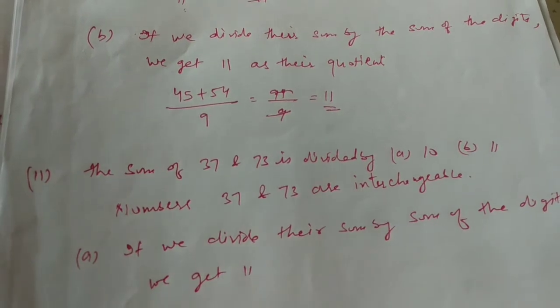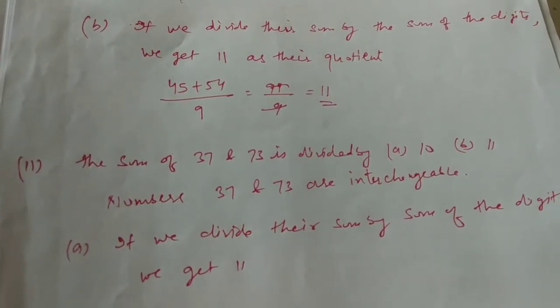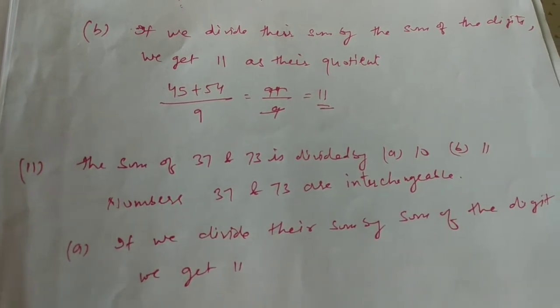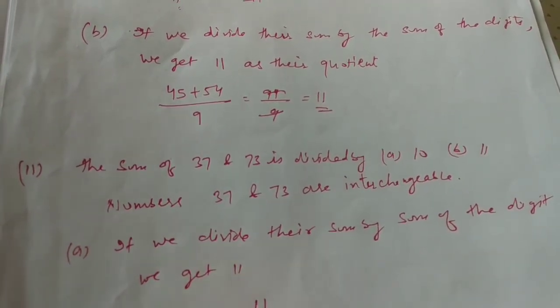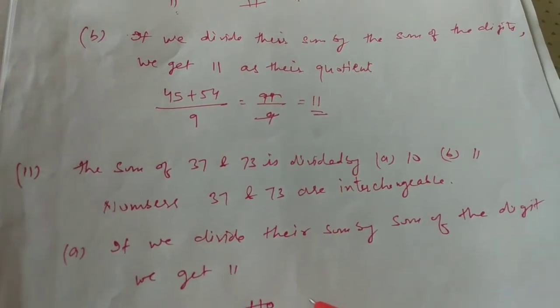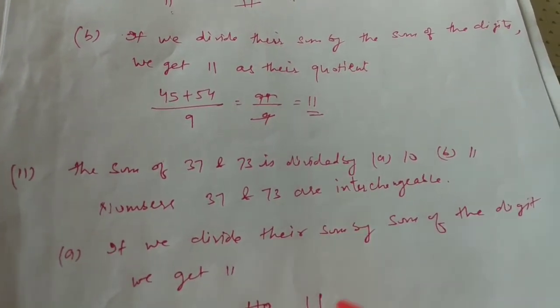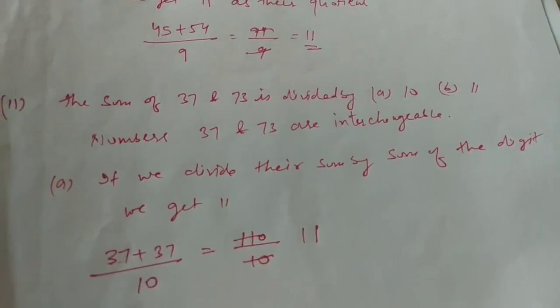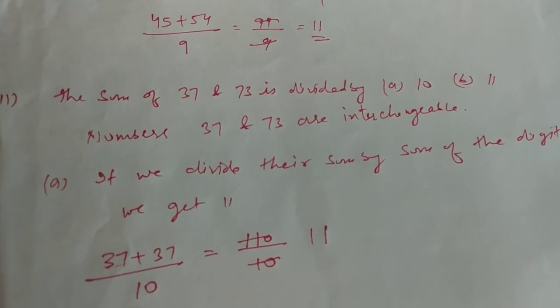Their sum is this, and the sum of their digits will be 7 plus 3, 10. So it will become 110 by 10. So 10 ones and 10 ones. So here 11 is our answer. Hope the question is quite clear.